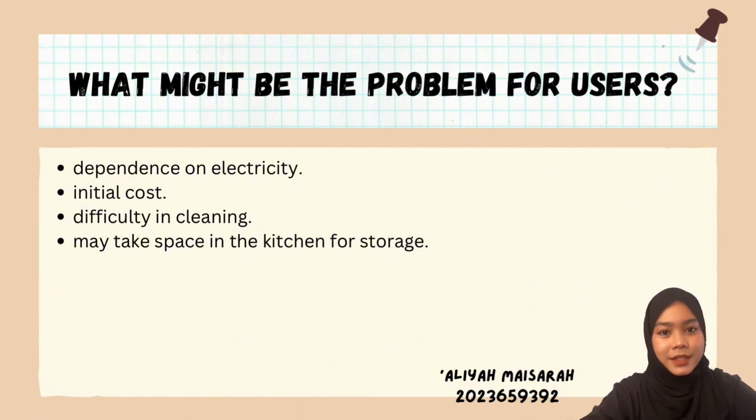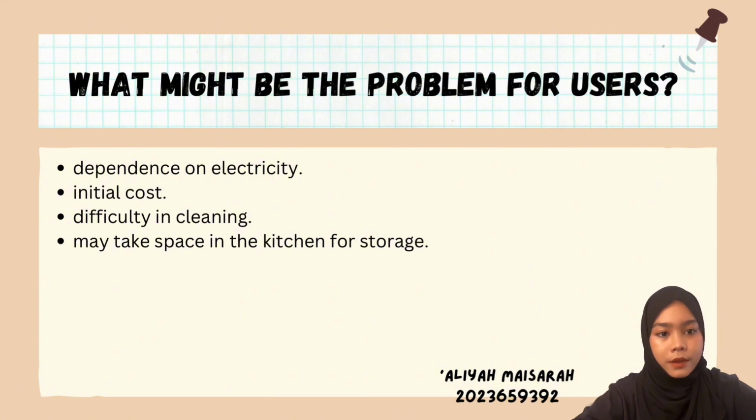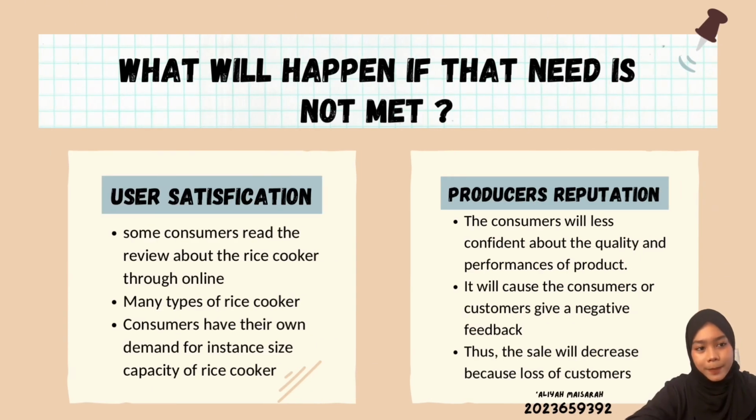So next is difficulty in cleaning. So rice cooker has a lot of compartments, which is the top compartment we have like those clicks, and then we have the pot compartment which you have to take out when you want to wash it and stuff. Okay, next is rice cookers may take space in the kitchen for storage. As we all know, rice cooker is very bulky and it's not thin, so it does take some space in the kitchen. So next is what will happen if that need is not met.